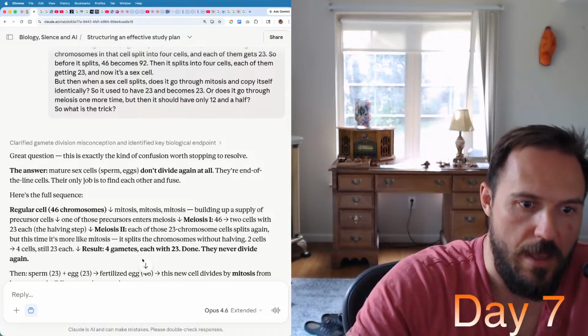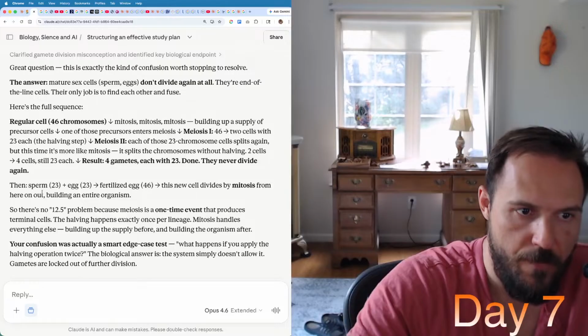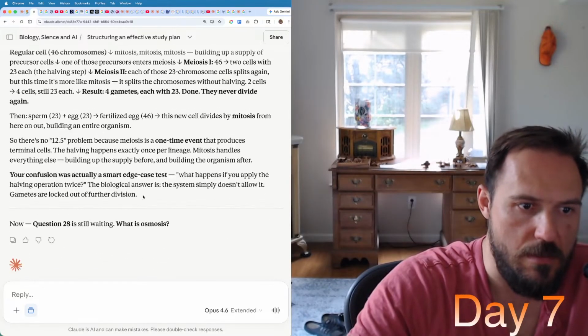Result: 4 gametes, each with 23. Done. They never divide again. Then sperm 23 plus egg 23. Yeah, that's classic.